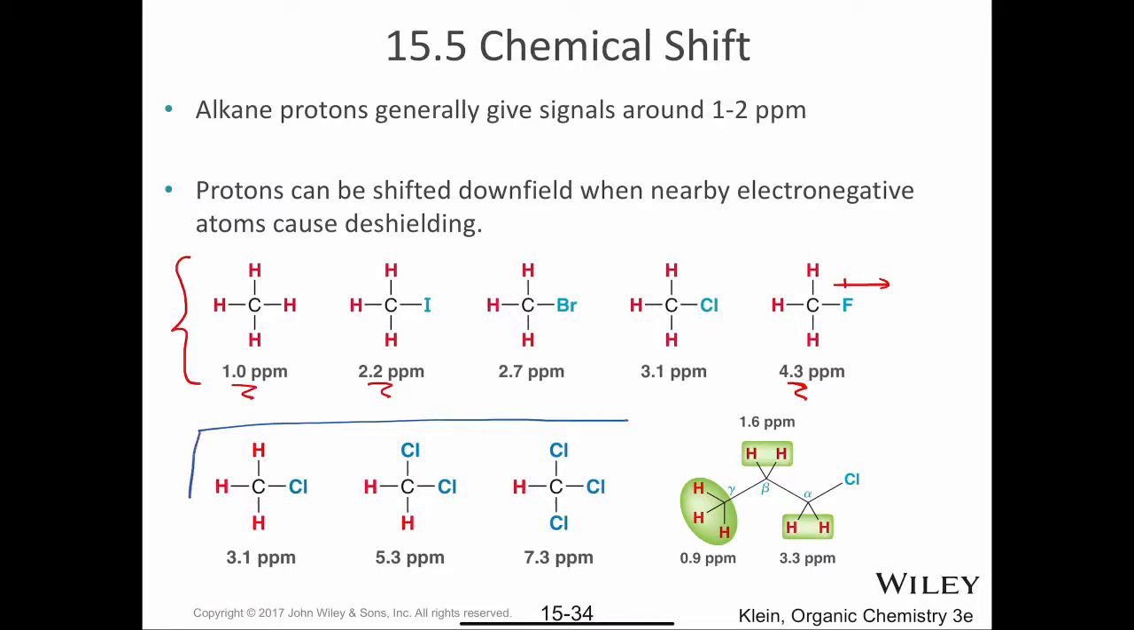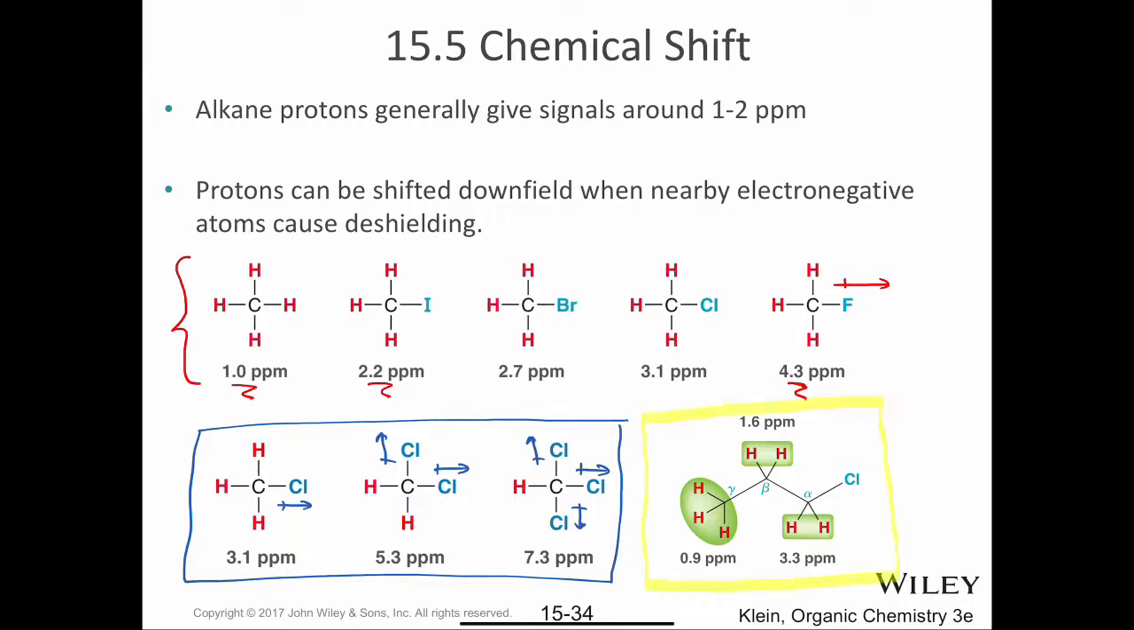Looking at these 3 examples here, you can see that the effect of adding a halogen is additive. If I go from chloromethane to dichloromethane to chloroform, I get an increase in chemical shift as I add more chlorines to the molecule. This is due to the increased electron withdrawing effects of having more halogens added to my molecule. So the overall effect of these halogens is deshielding, and deshielding results in a higher chemical shift. And what you can see in the blue box is that each chlorine atom adds approximately 2 parts per million to the chemical shift of the signal.